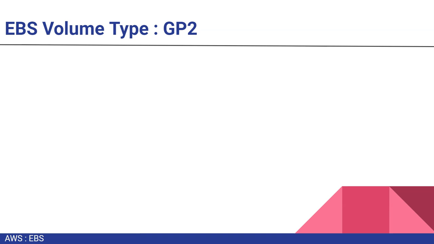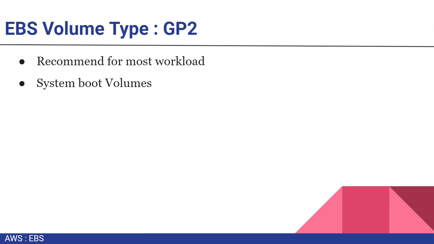First we will discuss the general purpose SSD, and this is GP2. The volume API name is GP2. So let's try to understand what GP2 is about. GP2 is basically recommended for the most common workloads, and it gives a balance of price and performance for a wide variety of workloads. It's basically used for system boot volumes. It can also be used for virtual desktops and for installing databases.